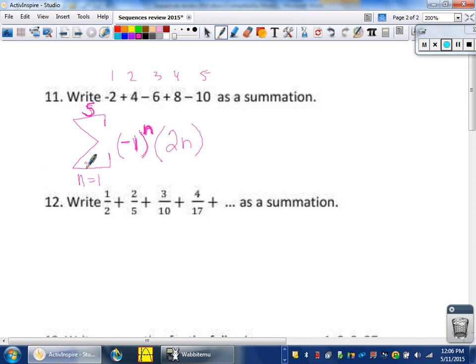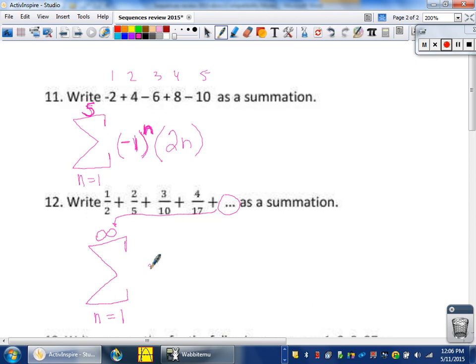It has a big sigma, and you have a formula to generate each of these terms. Okay, so same thing for number 12. Here we have a big sigma. Let's start at 1 again. And because it has your dot, dot, dot, we're going to stop at infinity.